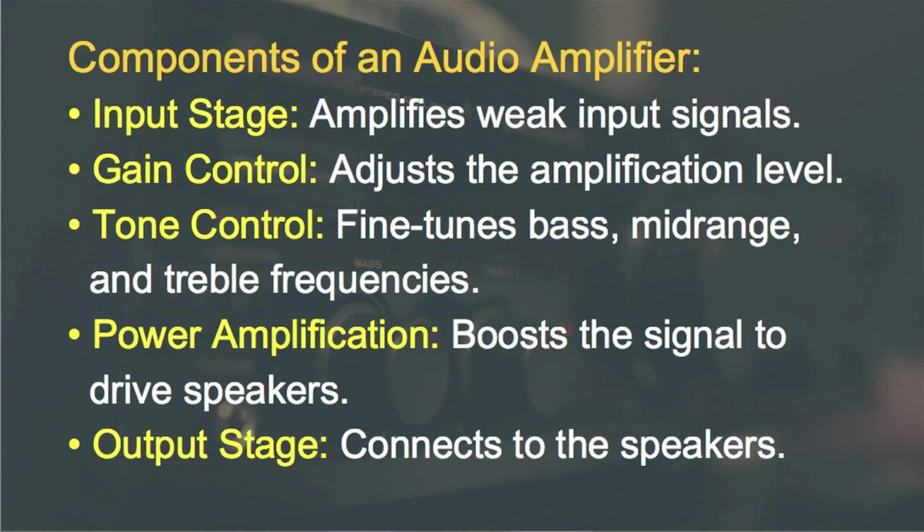Now let us discuss the components of an audio amplifier. The input stage amplifies the weak input signals. Next comes the gain control. It adjusts the amplification level. Then the tone control, it fine-tunes bass, mid-range and treble frequencies. In the power amplification stage, it boosts the signal to drive the speakers. And the output stage connects to the output speakers.